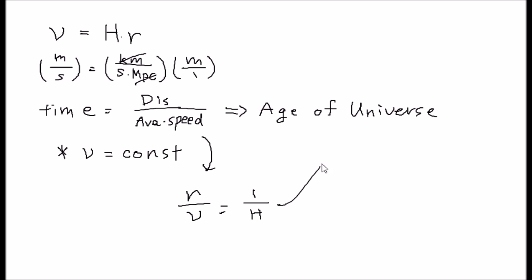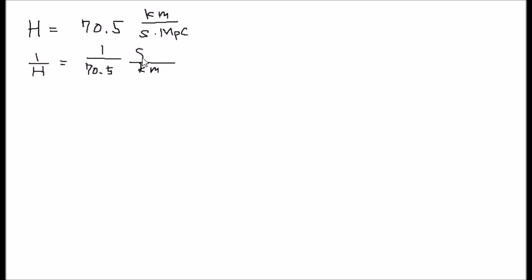So if we calculate this, we can know the age of the universe. Let's do that. It's not that difficult. According to the information, the current Hubble constant is around 70.5 kilometer over s times megaparsec. So all we have to do is arrange the units, and take the reciprocal of H, 1 over 70.5 as a denominator, then kilometer, then s times megaparsec.